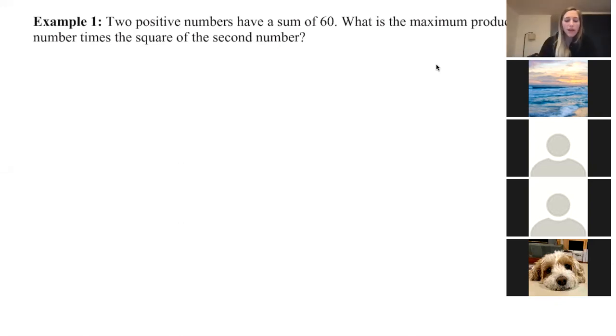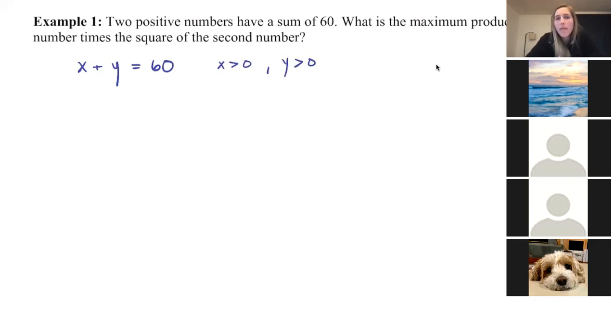So just interpreting that first sentence, two positive numbers have a sum of 60. We don't know what those numbers are. We could use any variables we want. We could use x plus y equals 60. And since both of those numbers have to be positive, x has to be greater than 0, and so does y.